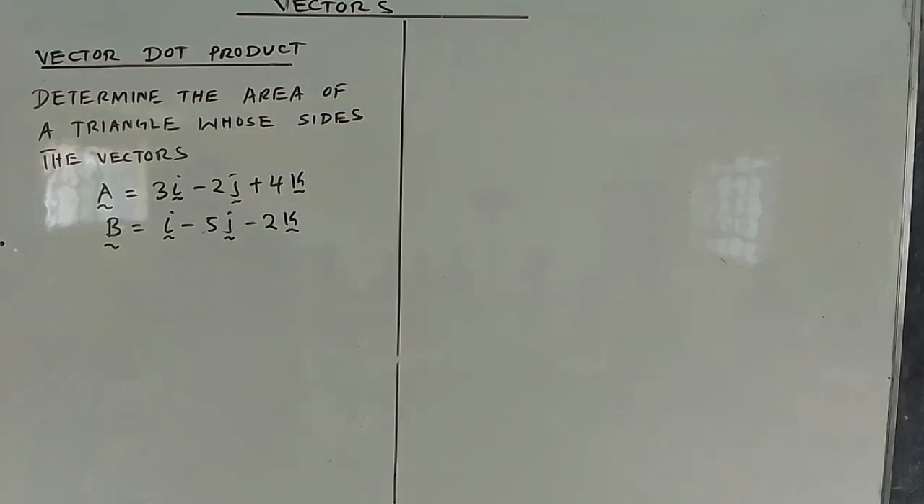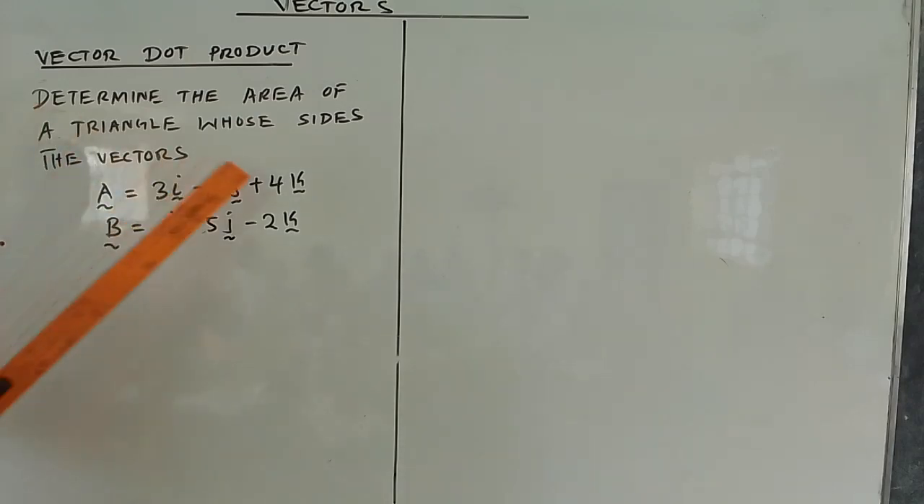So still on the concept of vector dot products, how do we determine the area of a triangle using the concept of vector dot product? You've been told to determine the area of a triangle whose sides are the vectors A is 3i minus 2j plus 4k and B is i minus 5j minus 2k.